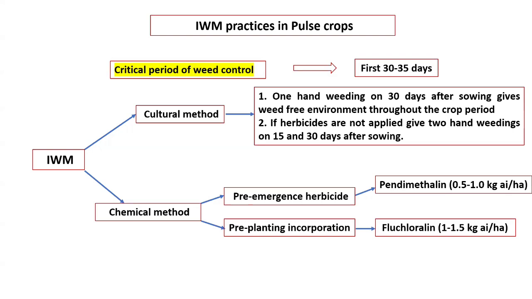So the recommendation is an integrated way: herbicides as pre-emergence, followed by one hand weeding. For chemical methods, I mentioned herbicides here with doses: pendimethalin as a pre-emergence, or if you go for pre-planting incorporation, fluchloralin. So, next slide.